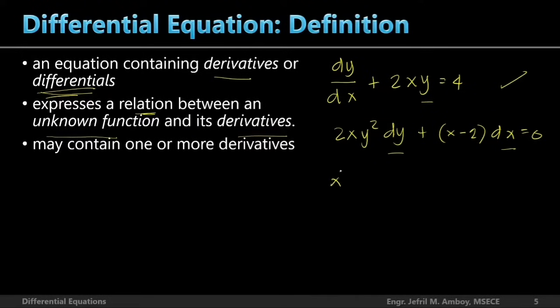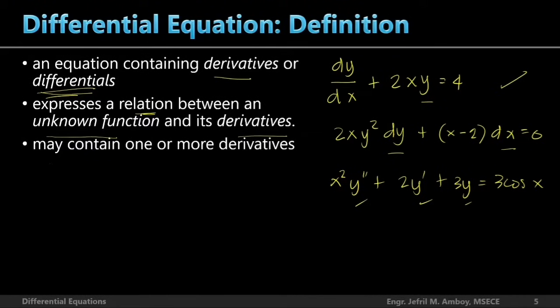For example, you have x squared y double prime plus 2y prime plus 3y equals 3 cosine x. So, in this differential equation, we have two derivatives, y prime and y double prime. And still, the unknown function is y. So, this differential equation relates a certain unknown function y, its first derivative, and its second derivative. And of course, we have the independent variable x. Here, there is x squared, and there is also 3 cosine x.